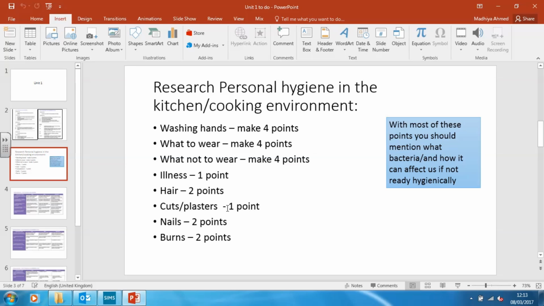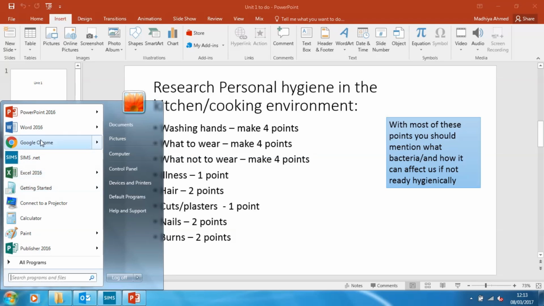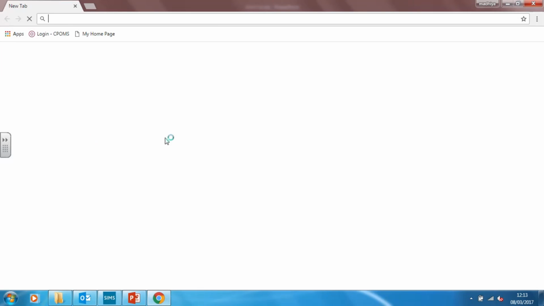Although I've written there's 1 point to be mentioned, that does not mean it's a brief point. For each point over here, you can make up a slide's worth of information, and I'll show you some examples. Nails, should you be wearing nail varnish? Should your nails be trimmed short and be absolutely clean? Burns, should you protect yourself from burns? Use oven gloves if need be. If you do burn yourself, should you have burn gel to protect you? That's just a few points there. There are a lot more. If you want, you can have a look at the example on the website of the course.